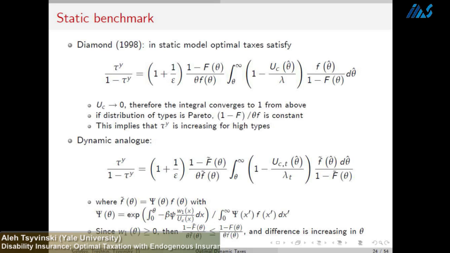Here is another way to write this formula, and that's exactly how Saez does it in the static setting: to write it in terms of various elasticities. There can be something like this in the dynamic setting, but I don't have a good answer for you on this. So what I have is essentially this thinning of the tail.